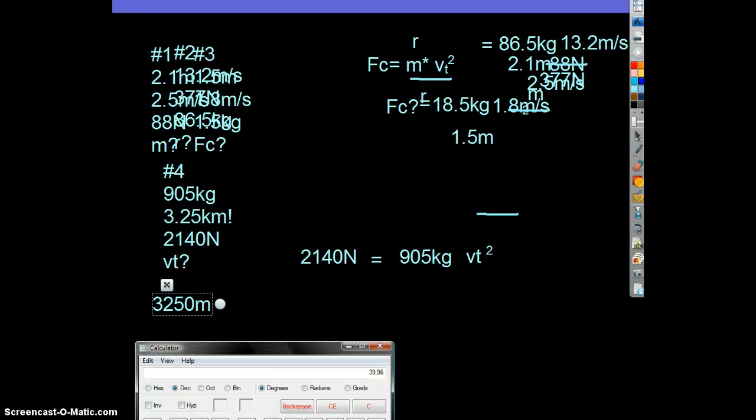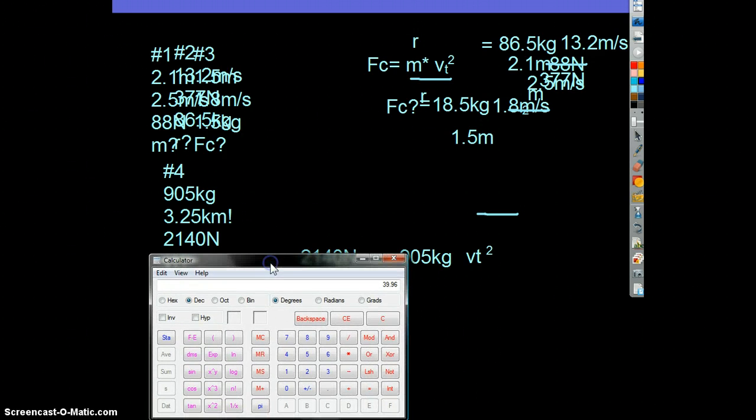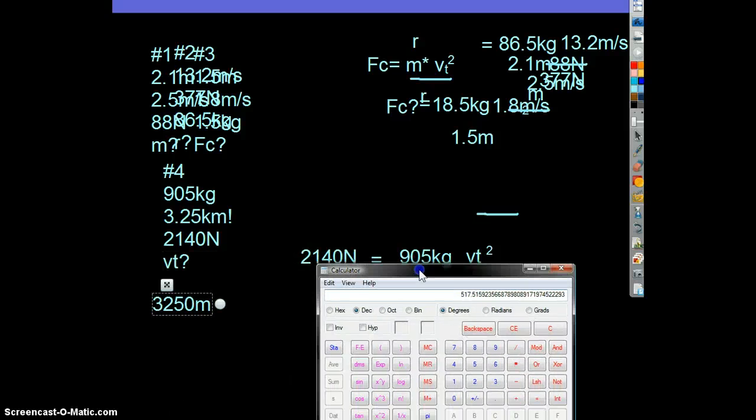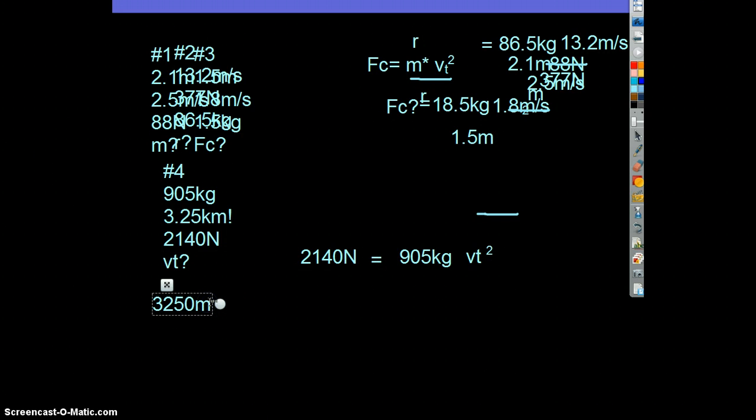Do I have a pi button on this calculator? I don't have a pi button. I don't care. So I'm going to divide by 2 pi. So I'm going to take my 3,250. I'm going to divide it by 2. And I'm going to divide it by 3.14 and be very content with that. Enter. That gives me a radius of 517.5 meters. 517.5 meters is now my radius.